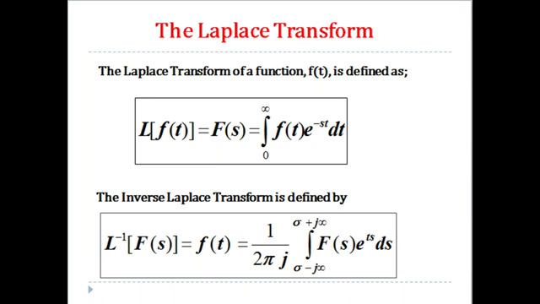So the Laplace transform of a function f of t can be defined as Laplace of f of t is equal to capital F of s is equal to integral over 0 to infinity f of t into e raised to minus st dt, whereas the inverse Laplace transform is defined by Laplace inverse of F of s is equal to f of t, which is 1 by 2 pi j integral over sigma minus j infinity to sigma plus j infinity F of s e raised to st ds.